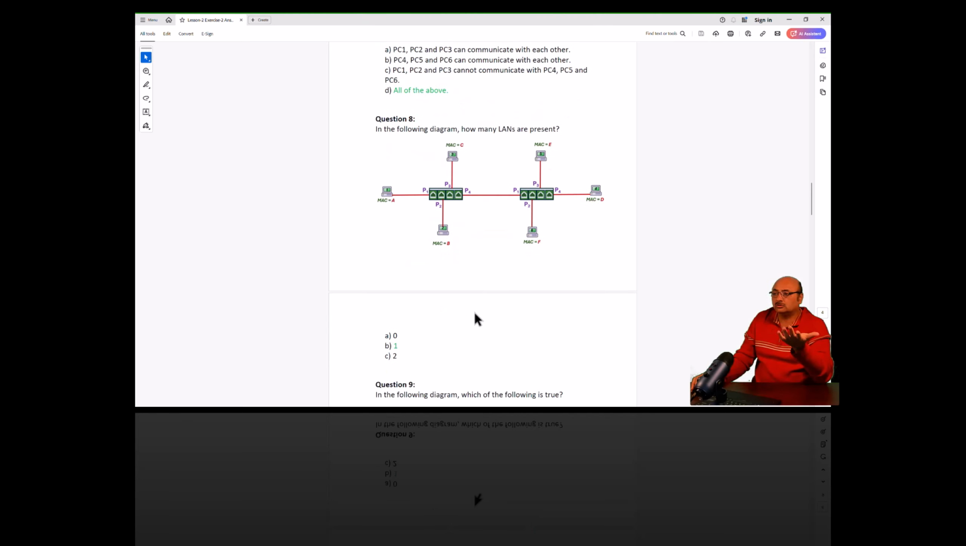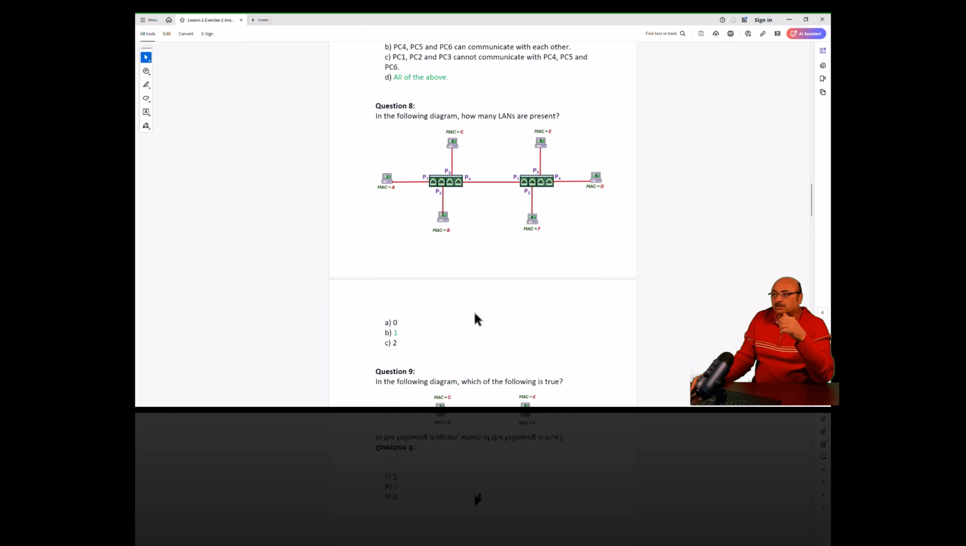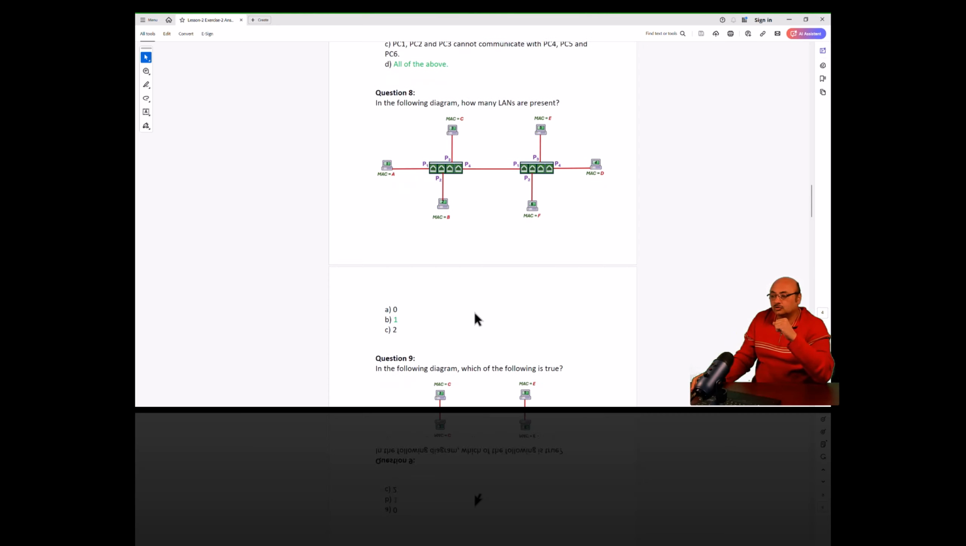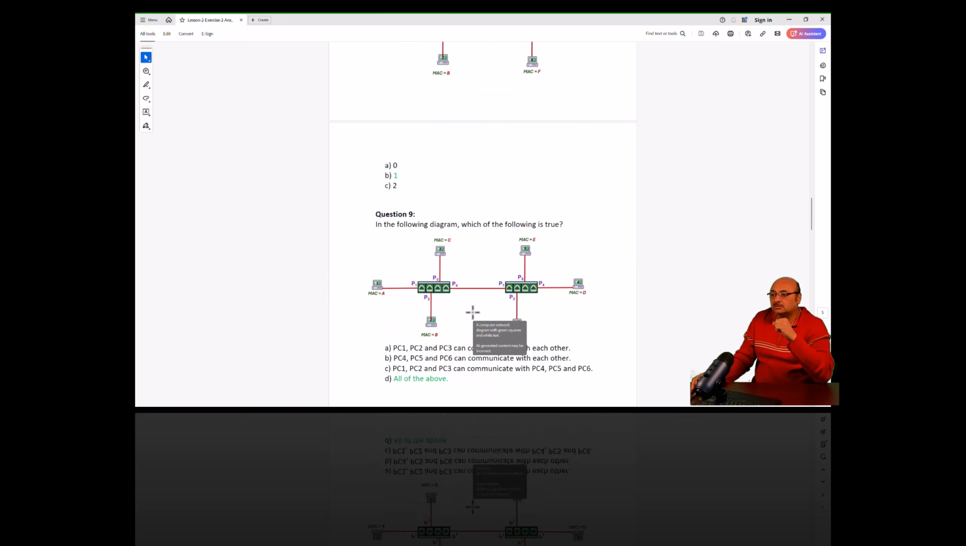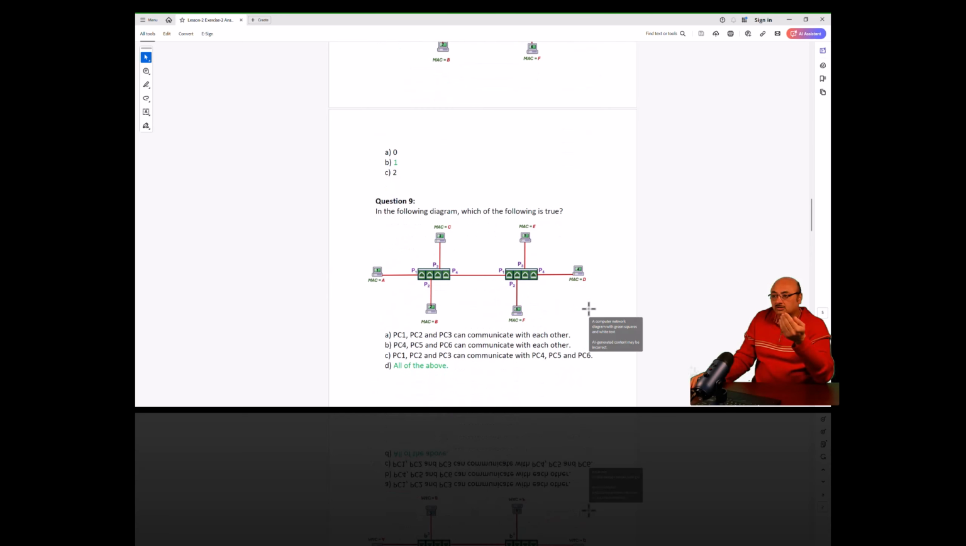Now moving to the next step, what we have done is connected the 2 hubs together using a wire. And then the question has been framed: how many LANs are there? Now since they both have been connected, it becomes a single LAN, and that's why the answer to the question, how many LANs, is 1 LAN.